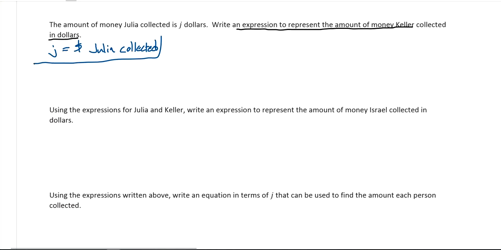So remember, Keller ended up collecting $42.50 more than Julia. So Julia, we'll put Julia's amount, which is J, and more than means plus 42.50. So we would add J plus 42.50 to find out exactly how much Keller collected. Now we're still going to use this variable J equals the amount of money Julia collected for the second one.